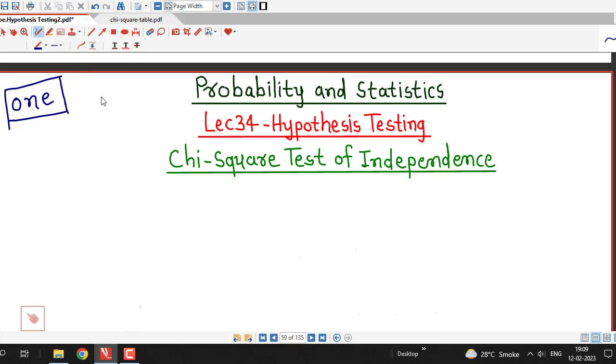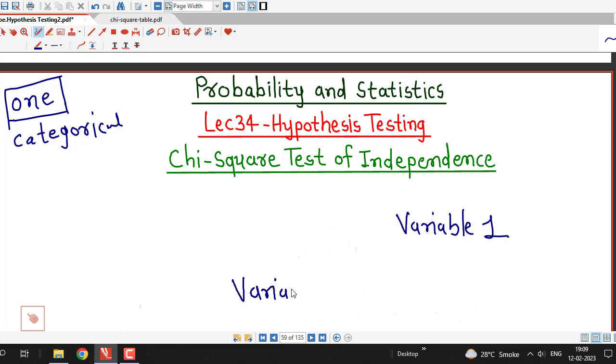So whenever you have a goodness of fit test, in the question you will find only one categorical variable, and in the chi-square test of independence you will have two categorical variables, say variable 1 and variable 2. You will be given the sample, which contains different categories for the given two variables, and you have to test the null hypothesis that these two variables are independent.